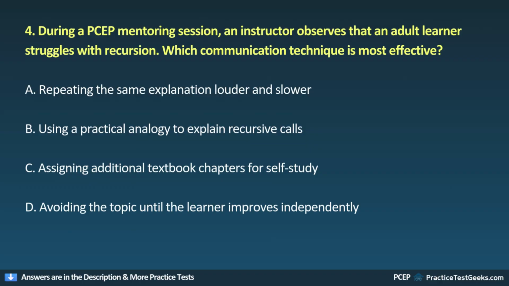4. During a PCEP mentoring session, an instructor observes that an adult learner struggles with recursion. Which communication technique is most effective? A. Repeating the same explanation louder and slower. B. Using a practical analogy to explain recursive calls. C. Assigning additional textbook chapters for self-study. D. Avoiding the topic until the learner improves independently.